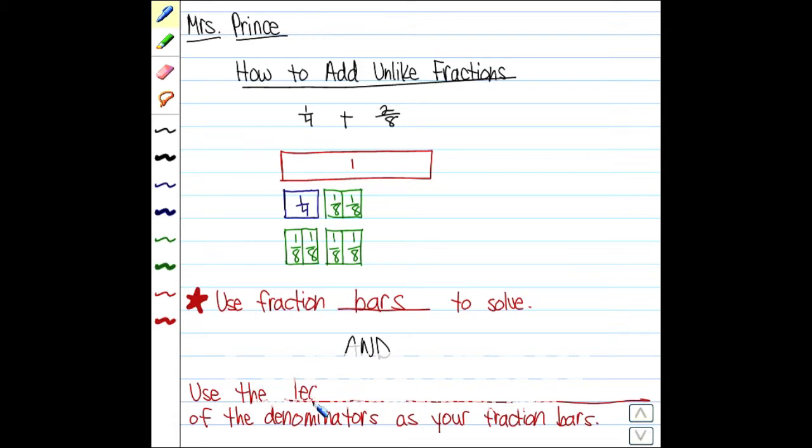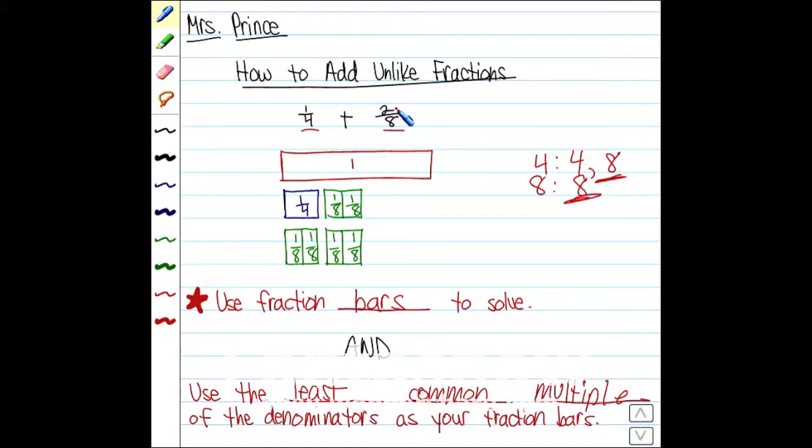Now when deciding how to add these two together, we use the fraction bars, but then we also use the least common multiple of the denominators as our fraction bars. So in this case, our two denominators are 4 and 8. So we're going to find the least common multiple for this. 4 times 1 is 4, 4 times 2 is 8, we know 8 times 1 is 8. So we see 8 is the least common multiple, so that's the fraction bar we're going to use.